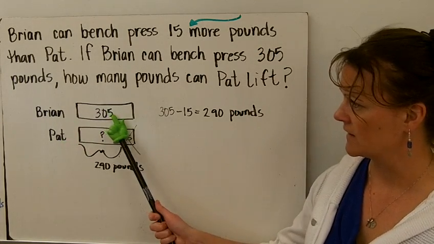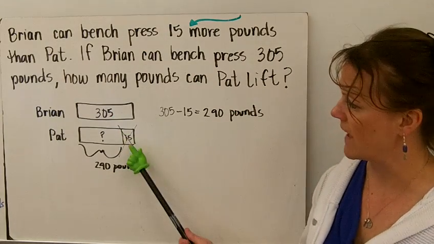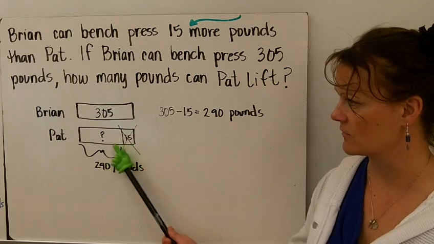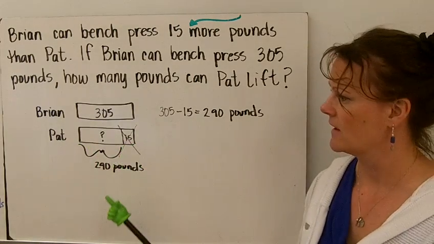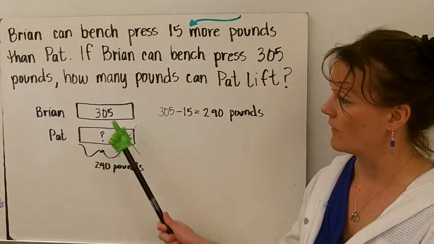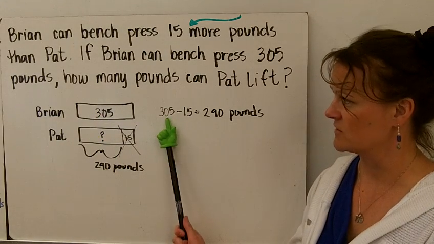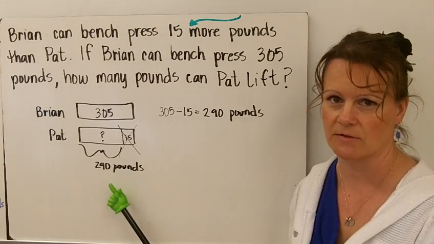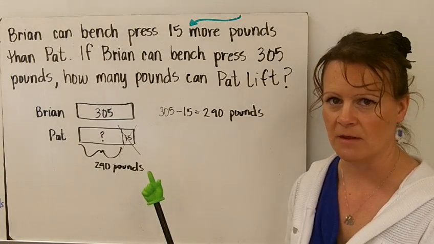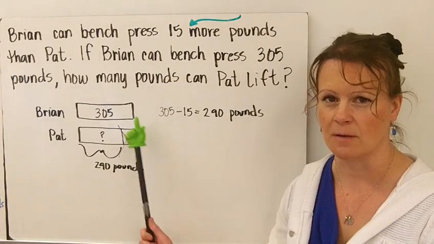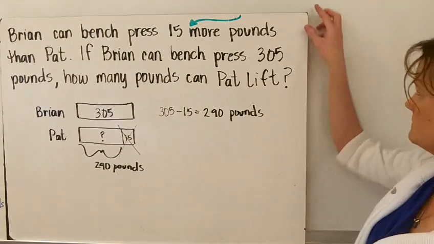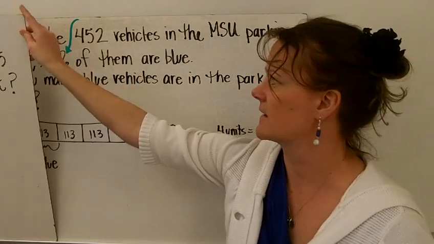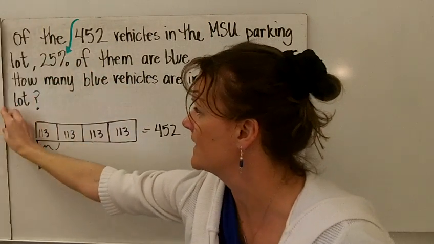And I'm showing that Brian can lift 305 pounds, and I know that Pat can lift 15 less than that, so I'm crossing out that 15 chunk, and so of course whatever is left here is what Pat can lift. So I'm able to then just subtract 15 from 305, and I'm left with 290 pounds. The benefit of the tape diagram here is just a visual representation of the comparison of 2 numbers.